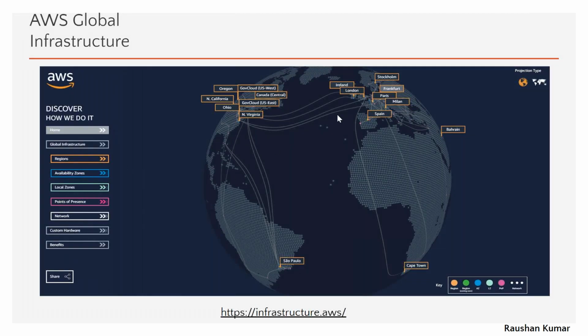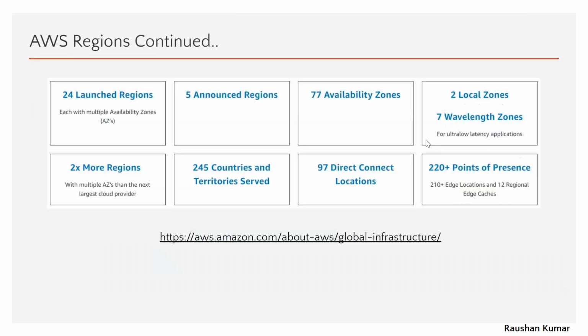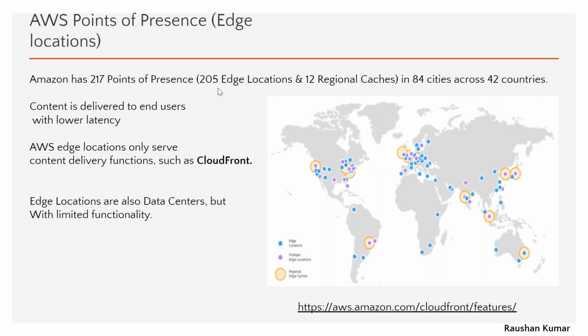Currently they have 77 data centers, which they call AZs, and 24 regions. And they have 217 POPs as well: 205 edge locations and 217 points of presence. So you can imagine that they have this many points of presence.